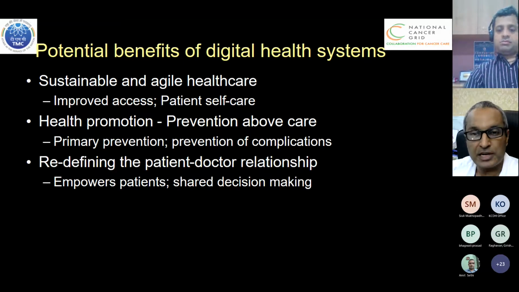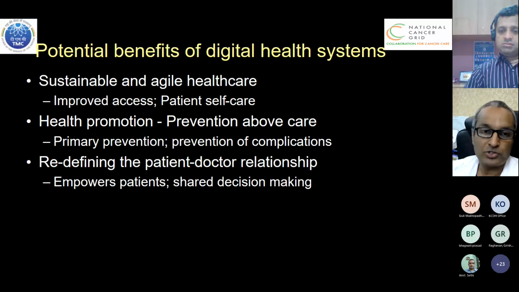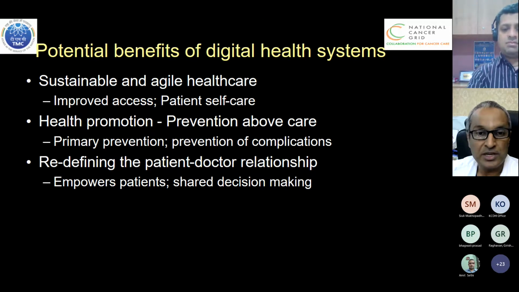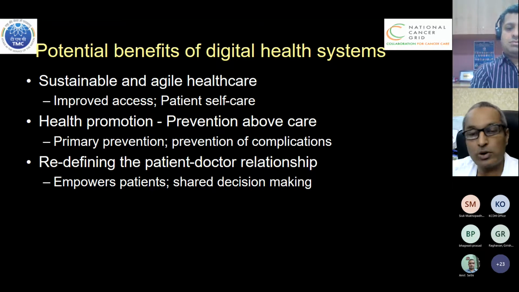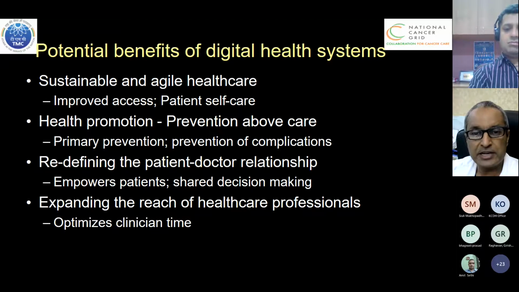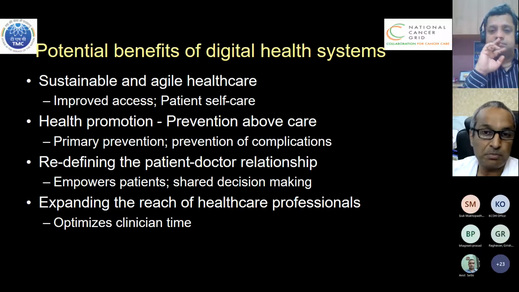It redefines the patient-doctor relationship, and this is something that's not often realized when we come up with digital solutions. You have a wide spectrum of solutions, some of which actually alienate the patient-doctor relationship, but a truly beneficial digital health system should look at empowering patients and encouraging shared decision-making so that the doctor is in a sense empowered to have a more equal conversation with the patient and completely redefines the traditional paternalistic relationship that we've had. And by doing so, it expands the reach of healthcare professionals, enabling them to focus on things which are truly requiring of their skill set rather than get caught up in a lot of very routine, mundane, and often repetitive tasks. And it clearly optimizes clinician time.